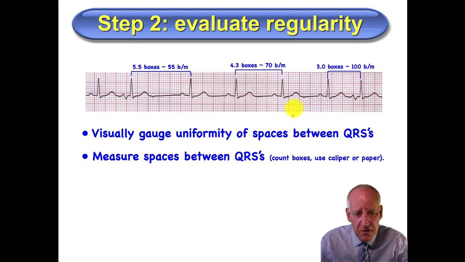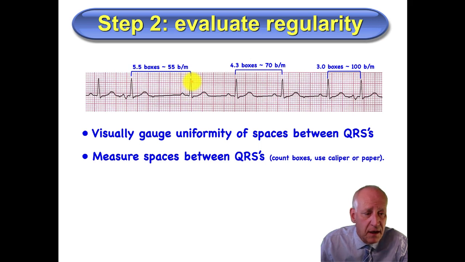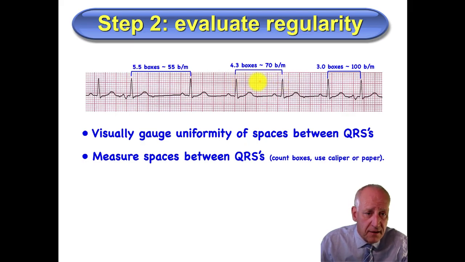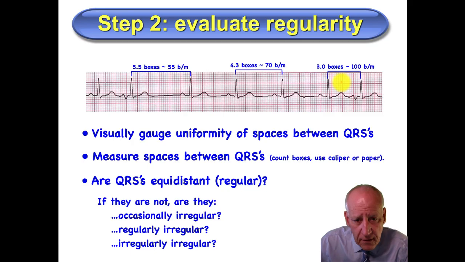So we can measure the spaces between QRS complexes by either counting the boxes: 300, 150, 100, 75, 60, 50, or we can use a caliper, or simply cut a strip of paper and measure to see if the intervals are the same across the recording. Now, what we are assessing is the regularity. Are the QRSs equidistant over the entire recording?